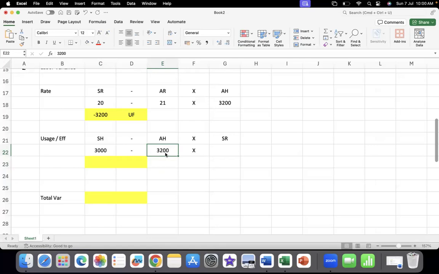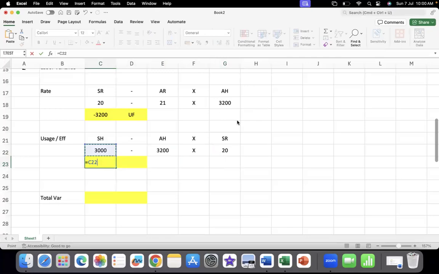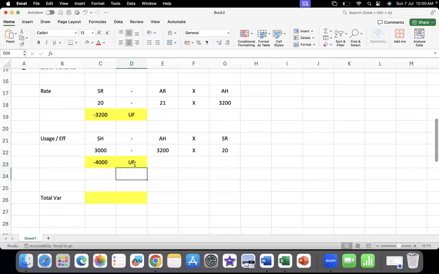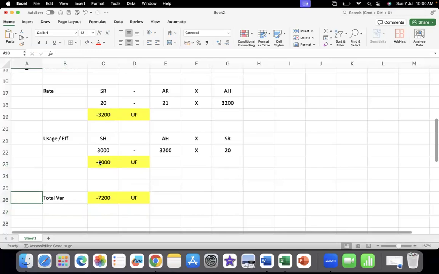So 3,000 was your standard, and you ended up working 3,200 hours. The standard rate which you decided for every hour was 20. So now this would be 3,000 minus 3,200 multiplied by 20, which is going to give you 4,000. Because we are doing standard minus actual, we can rely on the sign and put it as unfavorable. You can always do 3,200 minus 3,000 multiplied by 20, and the answer would still be unfavorable. In that case, we'll just interpret it accordingly. Either way, whatever you feel is best for you. This becomes a total unfavorable variance of labor.